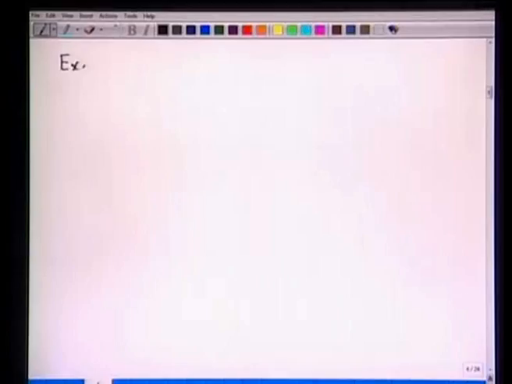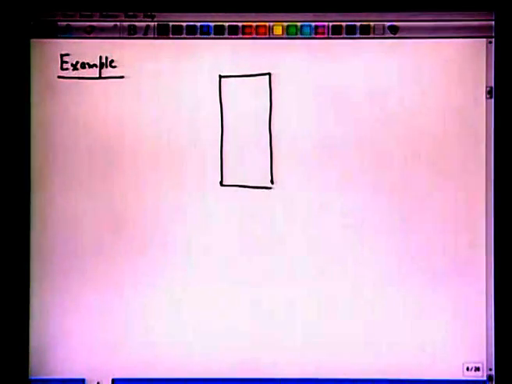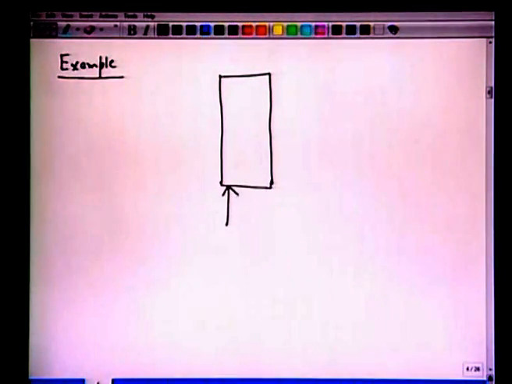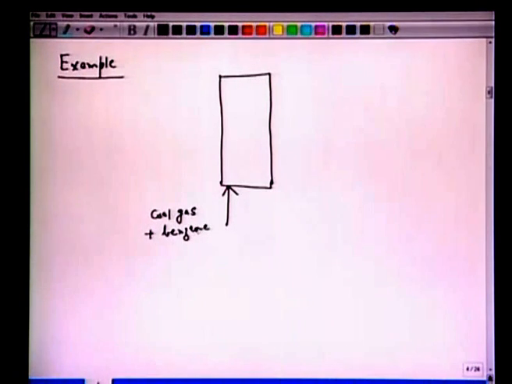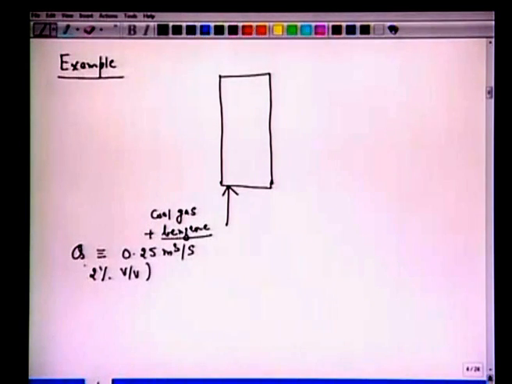So this is the example of absorption. Let's draw a vertical absorber. It is given that at the inlet we have coal gas which contains benzene. Benzene is the solute, or transferring agent, from one phase, the coal gas, to the wash oil. The coal gas specification is given here: the volumetric flow rate Q is 0.25 cubic meter per second, and this gas contains 2% by volume of benzene.